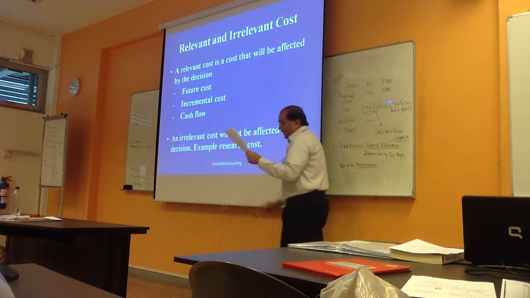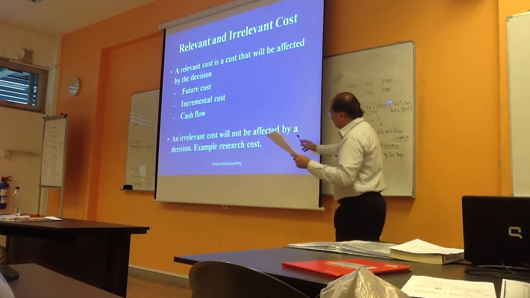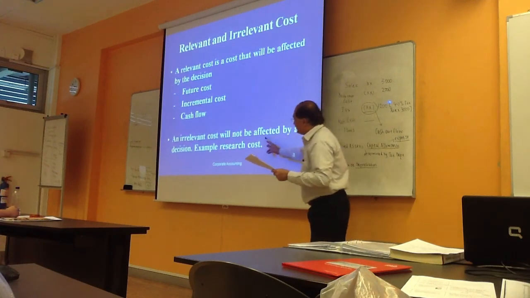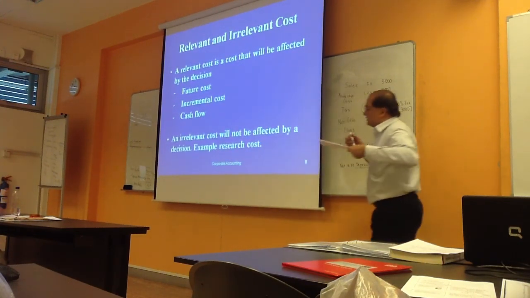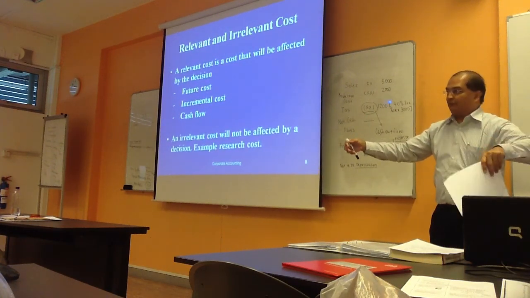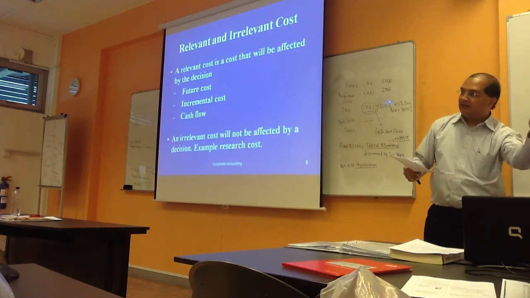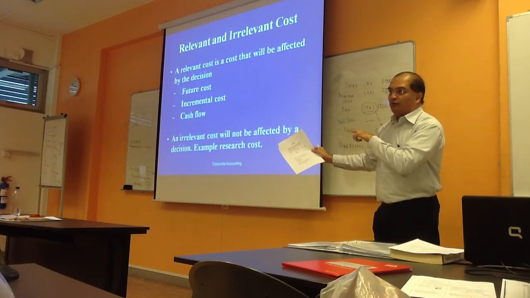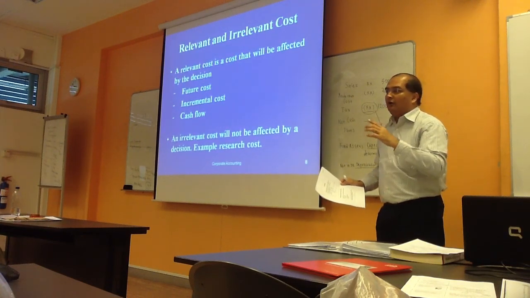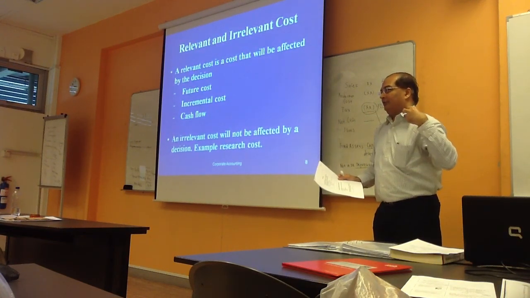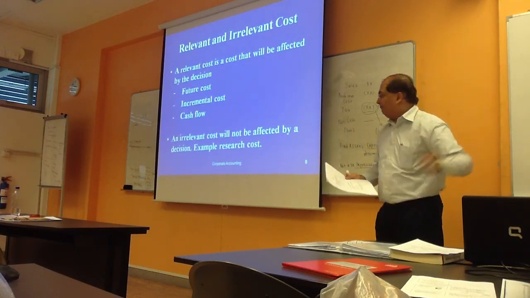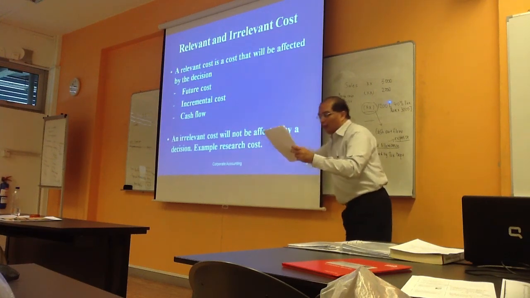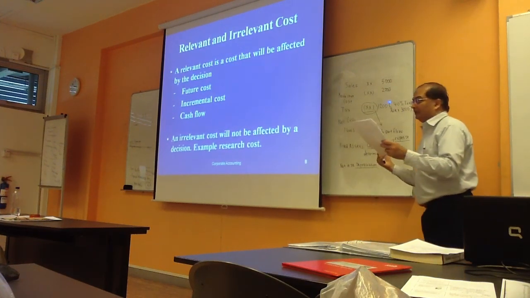Now, an irrelevant cost is not affected by the decision. An example is a research cost. We spend some money doing research before the project. This money is already spent. Now, we are deciding to go on with the project. An irrelevant cost will not affect our decision. It is already paid, and therefore, it will not affect our decision whether to go on with the project or not.